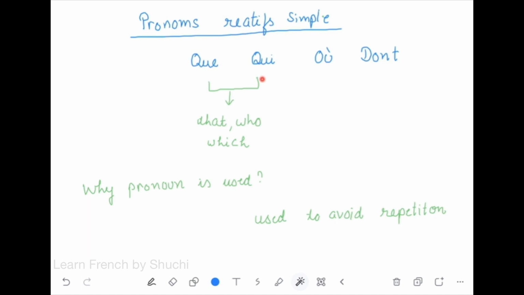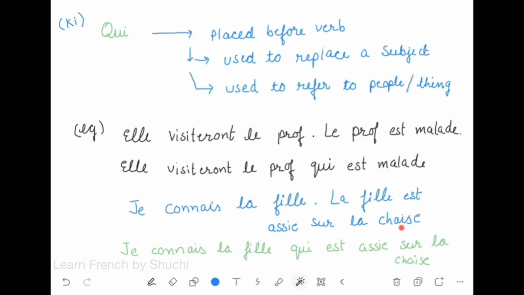The meaning of qui and que is that, who and which. And they are generally used as a pronoun. And now the question arises, why do we use the pronoun? We use the pronoun to avoid repetition. Now further we will be learning with a few examples. The first one is we will be doing qui. Now the question arises, where is qui used.